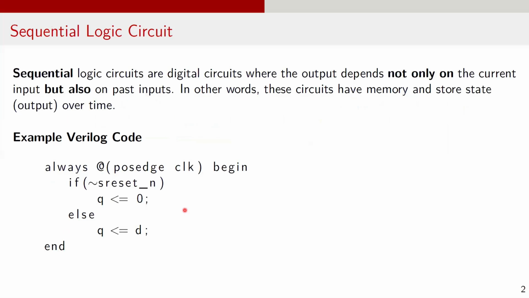Now let's look at sequential circuits. Sequential circuits are digital logic circuits where the output depends not only on the current input but also on the past inputs. In other words, these circuits have memory and they store state or output over time. Here is an example Verilog code. In this example, a flip-flop stores the value of D on the rising edge of the clock.